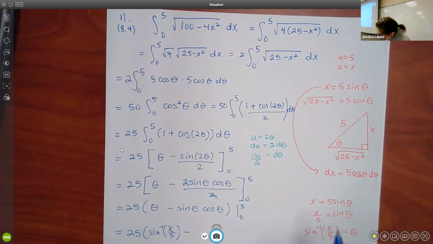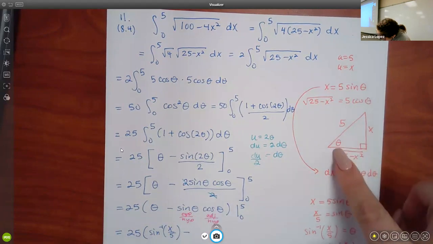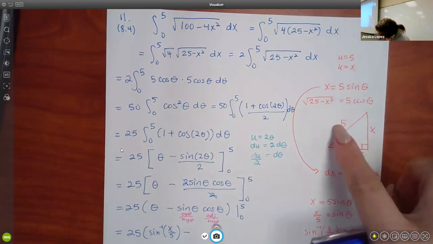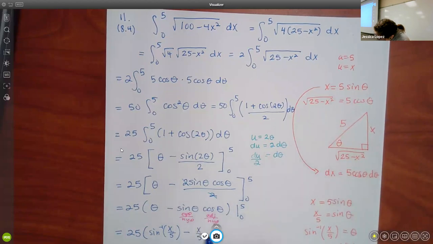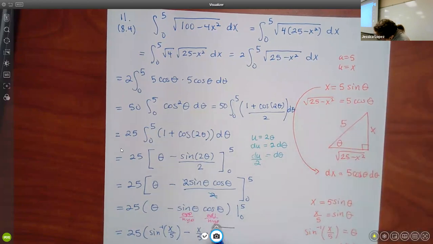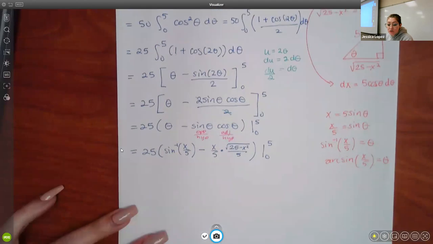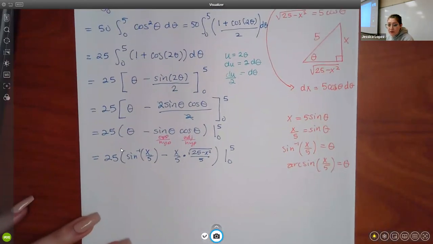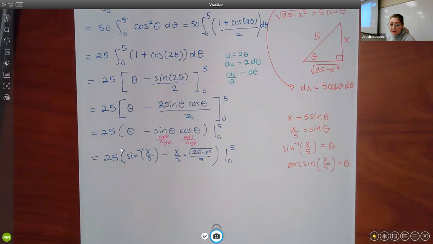Sine is what? Sine is opposite over hypotenuse, and cosine is adjacent over hypotenuse. So here's my theta, opposite over hypotenuse. So x over 5 times adjacent over hypotenuse, which is the radical over 5. And now I should get that triangle in there. Now I should be able to plug in my 5 and my 0, okay?